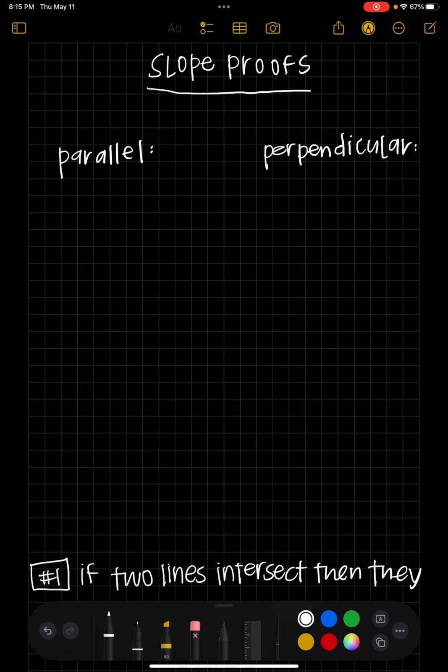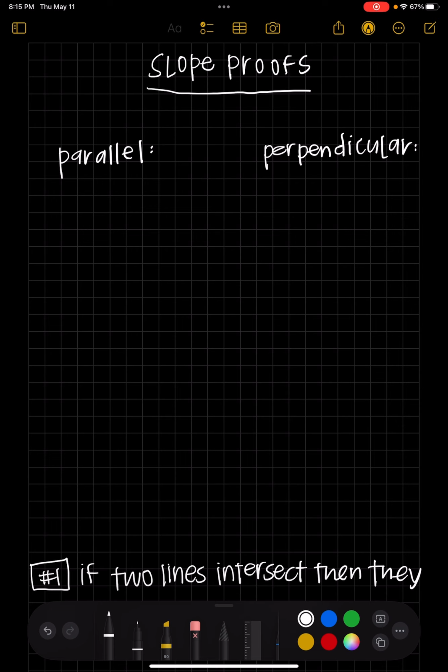So for this video, we're going to be talking about slope proofs, and particularly about parallel and perpendicular lines. So let's just go over a couple of key phrases about parallel and perpendicular lines first. And just so you're aware, this is all on your key term sheet as well.